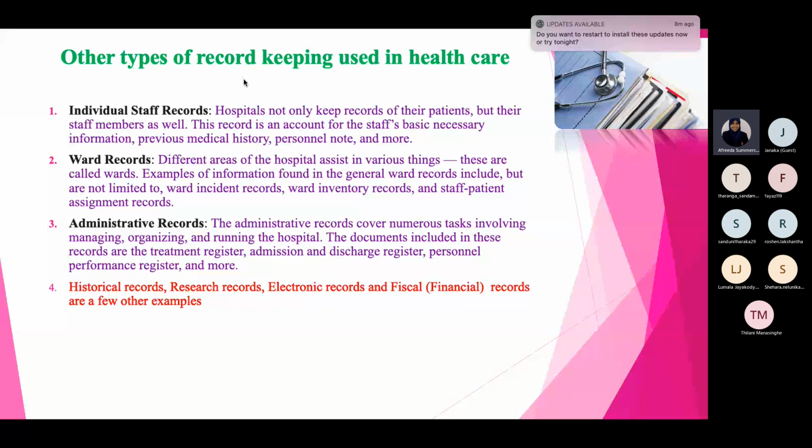So the last ones are historical records, research records, electronic records, and fiscal. Fiscal means financial records. These are a few examples. Previously, I think somebody said that we don't need to have financial records. Depending on the situation, here it's record keeping for a department to work properly.